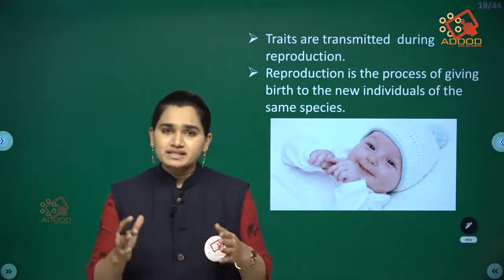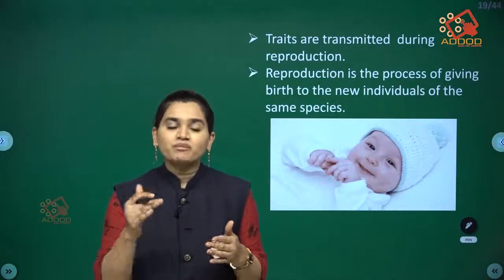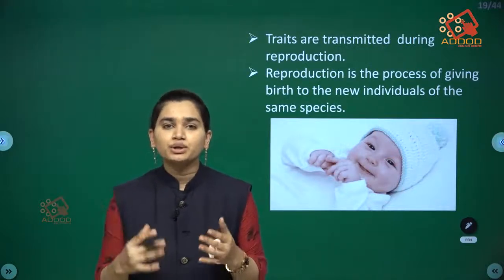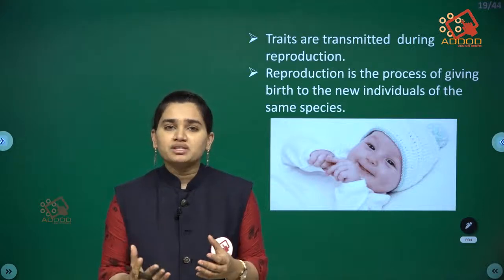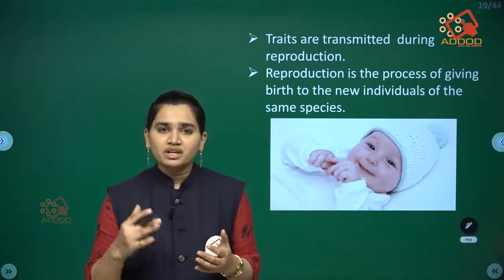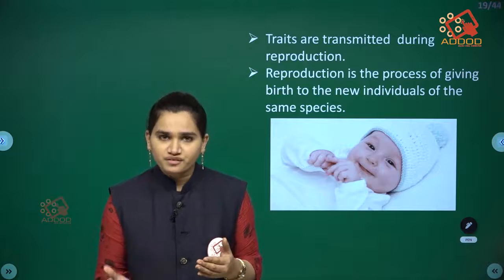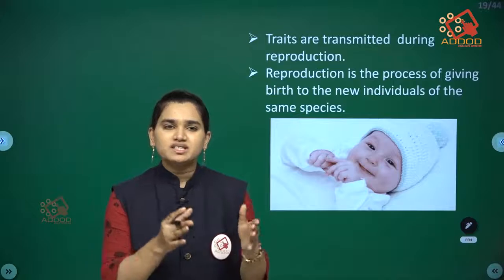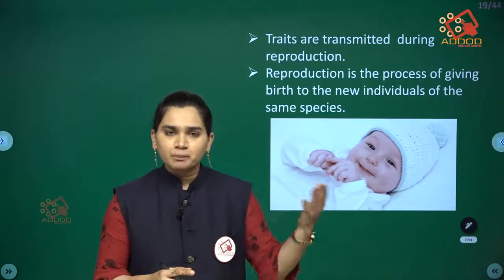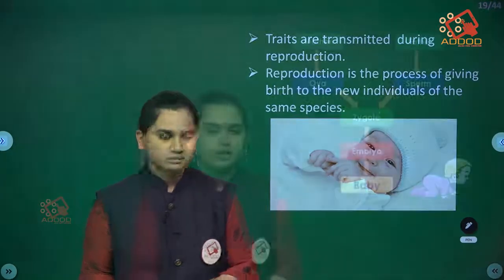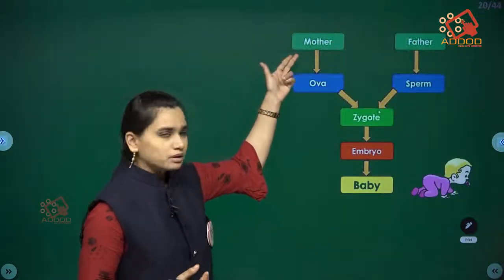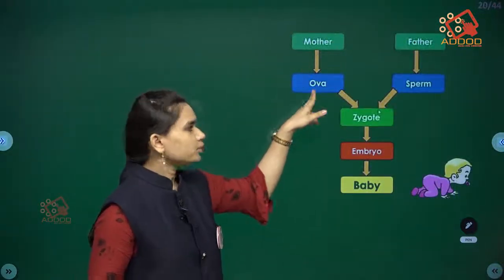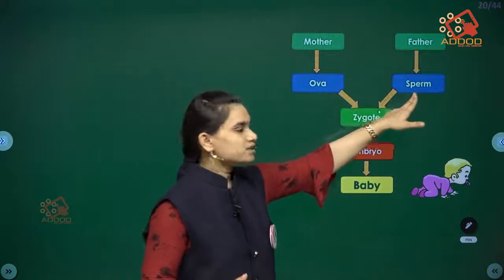Now these traits are transmitted from one generation to another generation during reproduction. Reproduction is a process of giving birth to a new offspring of its own kind. So during reproduction, these traits will be transferred from parents to the offspring. Now during reproduction, mother produces ova, father produces the sperm.